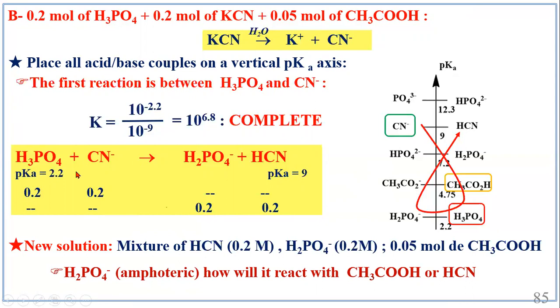Always, once you're done with setting up the first reaction and finishing with the first reaction, it happened to be complete. We're happy with that because it makes my calculation easy. Then ask yourself, what's my new leftover solution? What's my new solution? And write the species that you have. Your new solution is a mixture of HCN, H2PO4-, and some 0.05 moles of acetic acid, which I didn't do anything with. I haven't reacted with it.